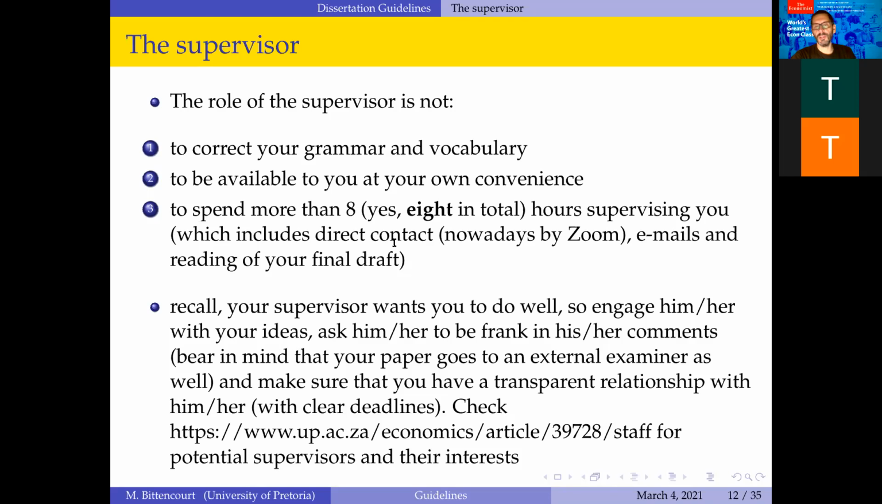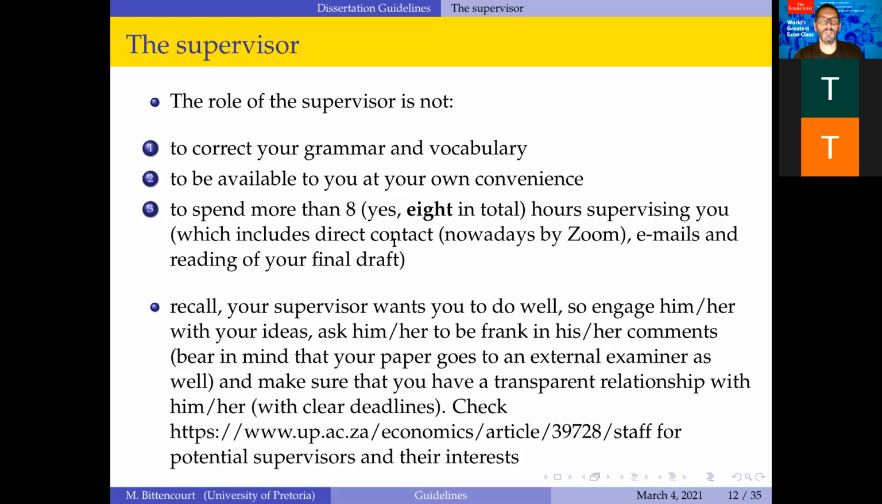Supervisor is not going to spend more than 8 hours, yes, 8 hours in total supervising you, which includes direct contact, nowadays by Zoom or Skype or Google Meet, whatever. Emails and reading of your final draft. Okay. Because again, I am giving you instructions on how to go about your paper, right? There is a lot of work happening here even today. And I'm giving you access to knowledge. I'm telling you essentially what to do and what not to do.